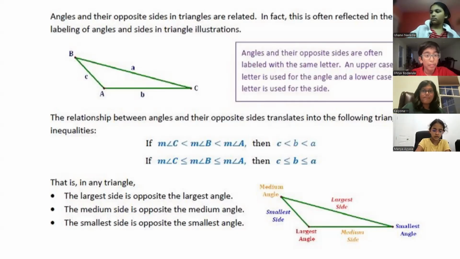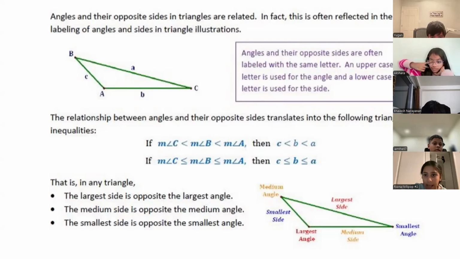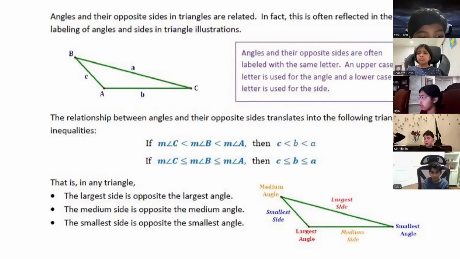Then c is less than or equal to b, and b is less than or equal to a. That is, in any triangle, the largest side is opposite the largest angle. The medium side is opposite the medium angle. The smallest side is opposite the smallest angle.